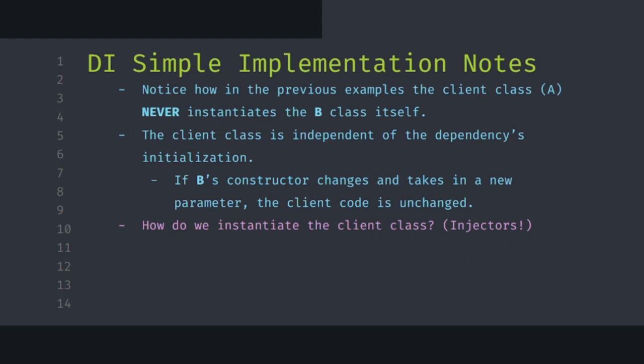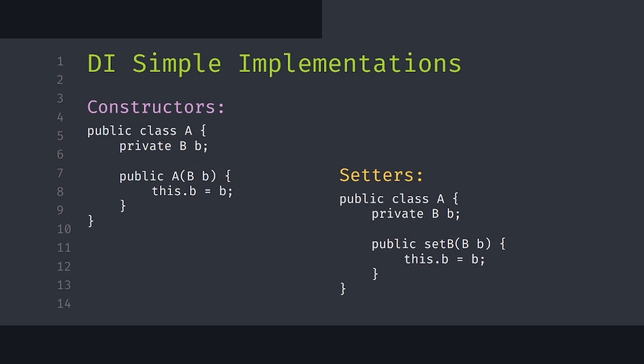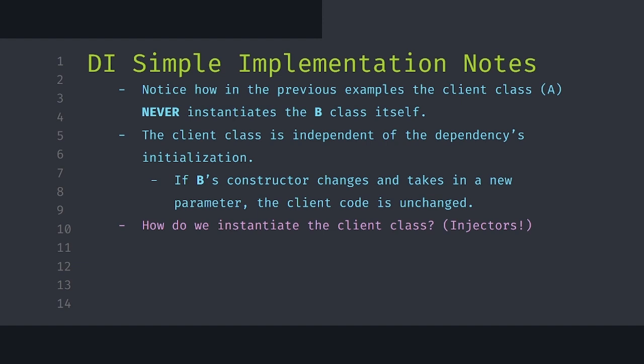So note in the previous examples that we are never instantiating the class B inside of it. When we are in the constructor, we're always passing in the type B. We're never instantiating one ourselves. As such, we're independent of the dependencies' initialization. So if that constructor were to change, or maybe take a new parameter or have a different constructor entirely, the client code is not going to change.